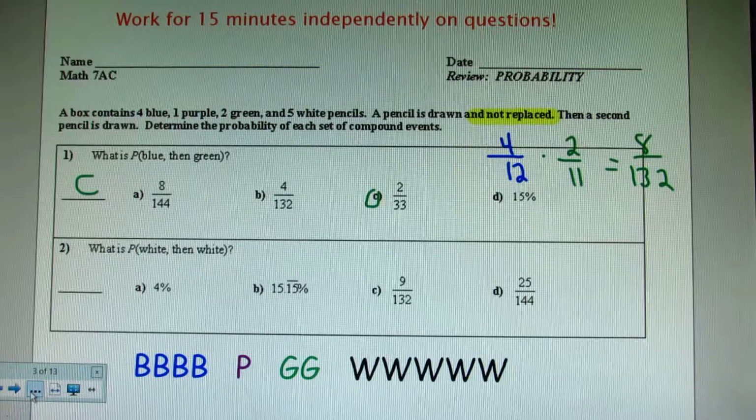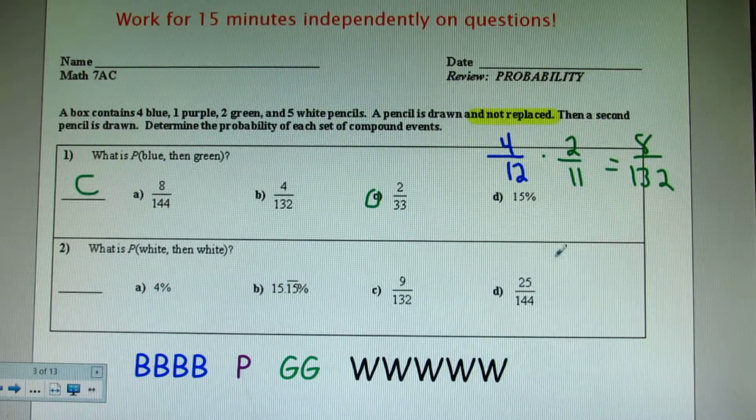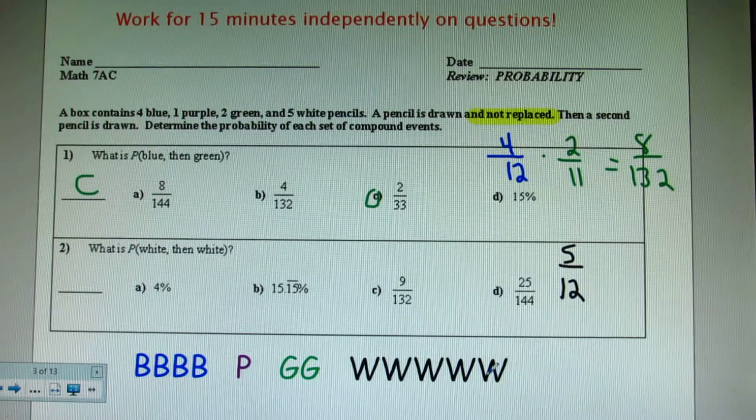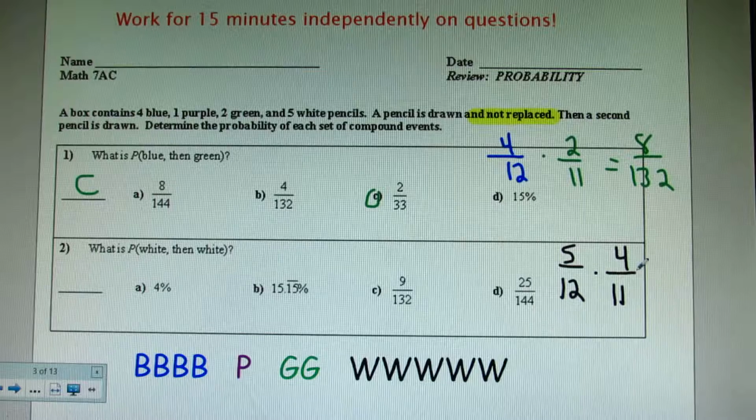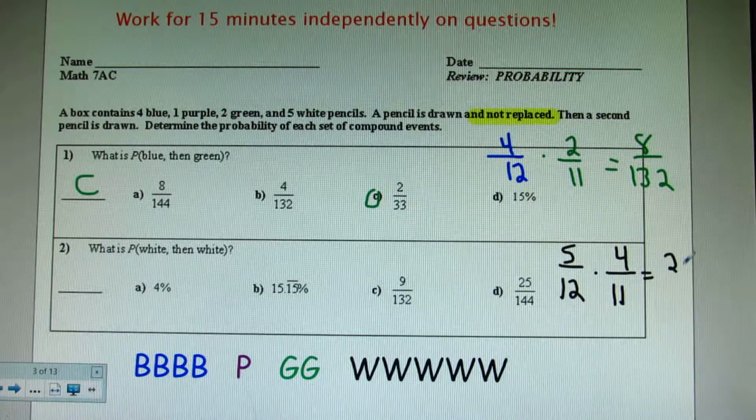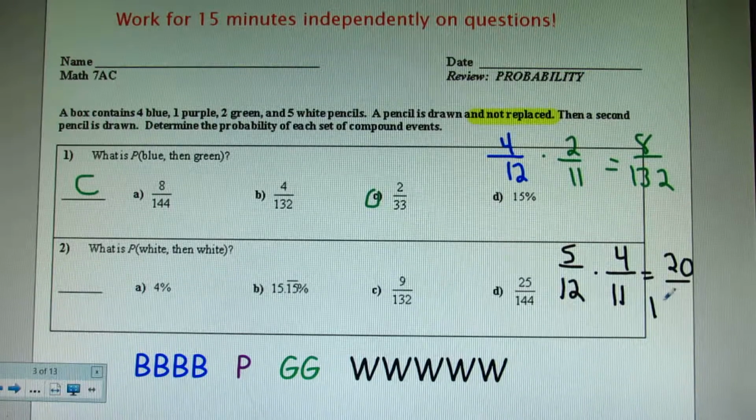Okay, redo the question. Now I didn't cross out anything. Now I want to know the probability of getting a white one and then another white one. Chance of getting my first white one is 5 out of 12. Because it's not being replaced, I'm going to cover one of the whites up. My second time when I pick to get a white is only 4 out of 11. Again, I'm going to multiply across, 20 out of 132.